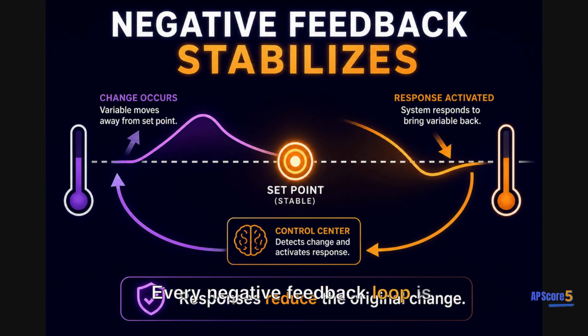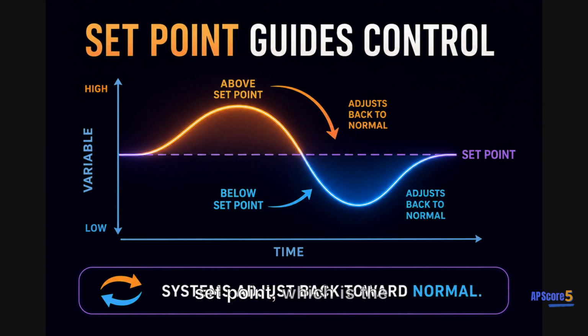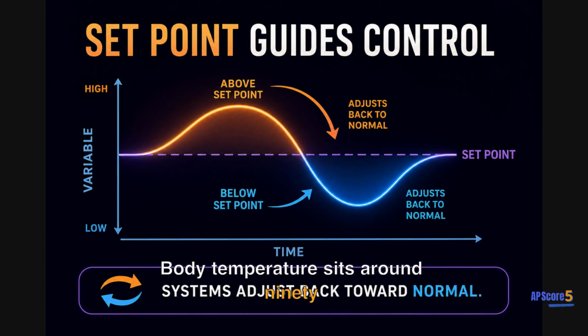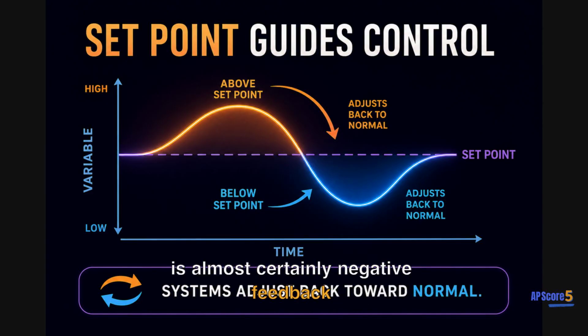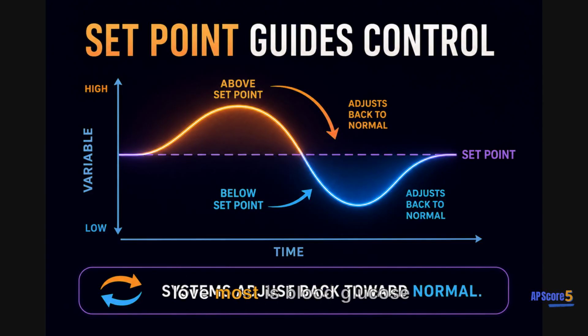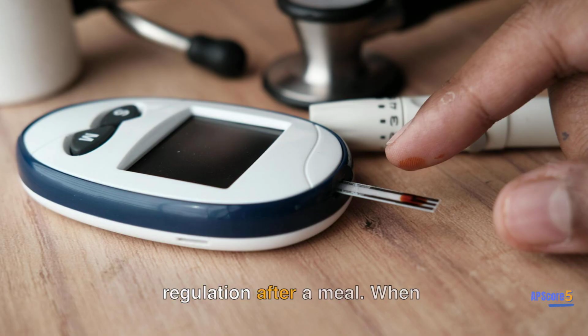Every negative feedback loop is built around something called a set point, which is the target value or normal range that the system tries to maintain. Body temperature sits around 98.6 degrees Fahrenheit. Blood glucose sits around 90 milligrams per deciliter when fasting. Blood pH sits around 7.4. When you see any of those numbers drift in a stimulus, the loop firing back is almost certainly negative feedback pulling the value home.